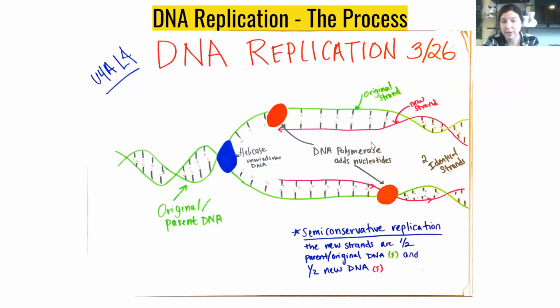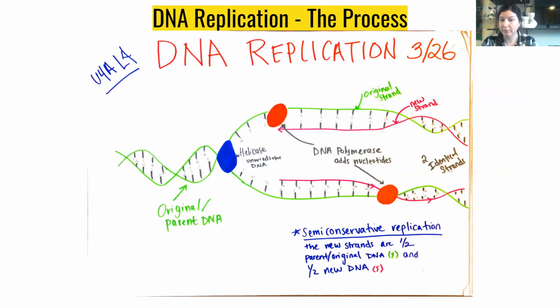And so this new strand will attach itself to the parent strand or the original strand. It will happen on both sides simultaneously, so at the same time. And eventually what you're going to end up with is 2 identical strands. However, these 2 identical strands have one strand that was the original parent strand and one strand that is the new strand. So we call this semi-conservative replication.